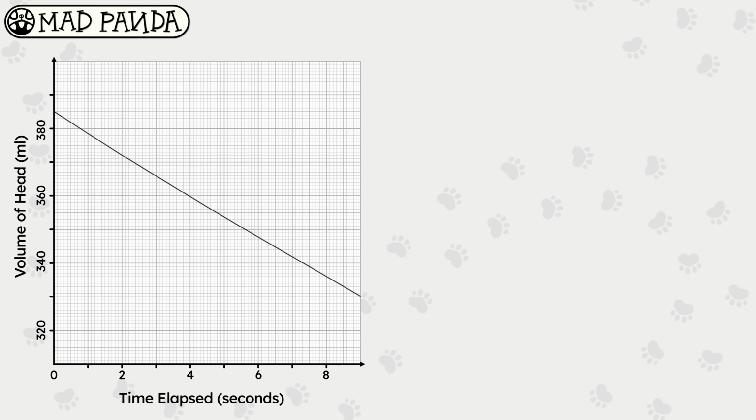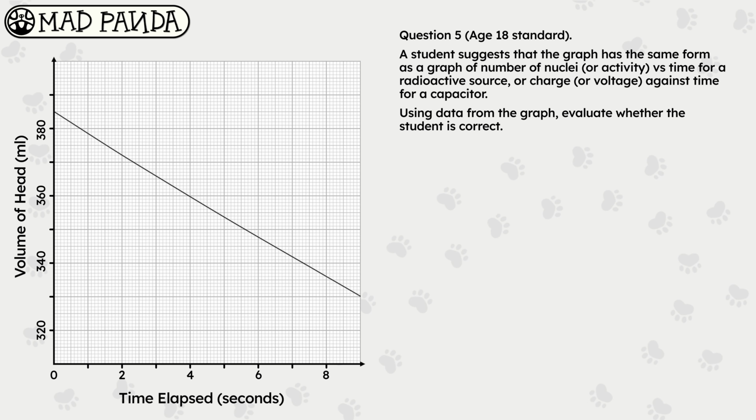Okay, last question. So we've still got the very zoomed in view that we had from the previous question. It's just that now we're looking at a different area on the graph. So we're actually starting at the beginning. So you see on the x-axis, we're starting at 0 seconds now. Let's have a read through the question. So a student suggests that the graph has the same form as a graph of number of nuclei versus time for a radioactive source, or charge against time for a capacitor. Using data from the graph, evaluate whether the student is correct.